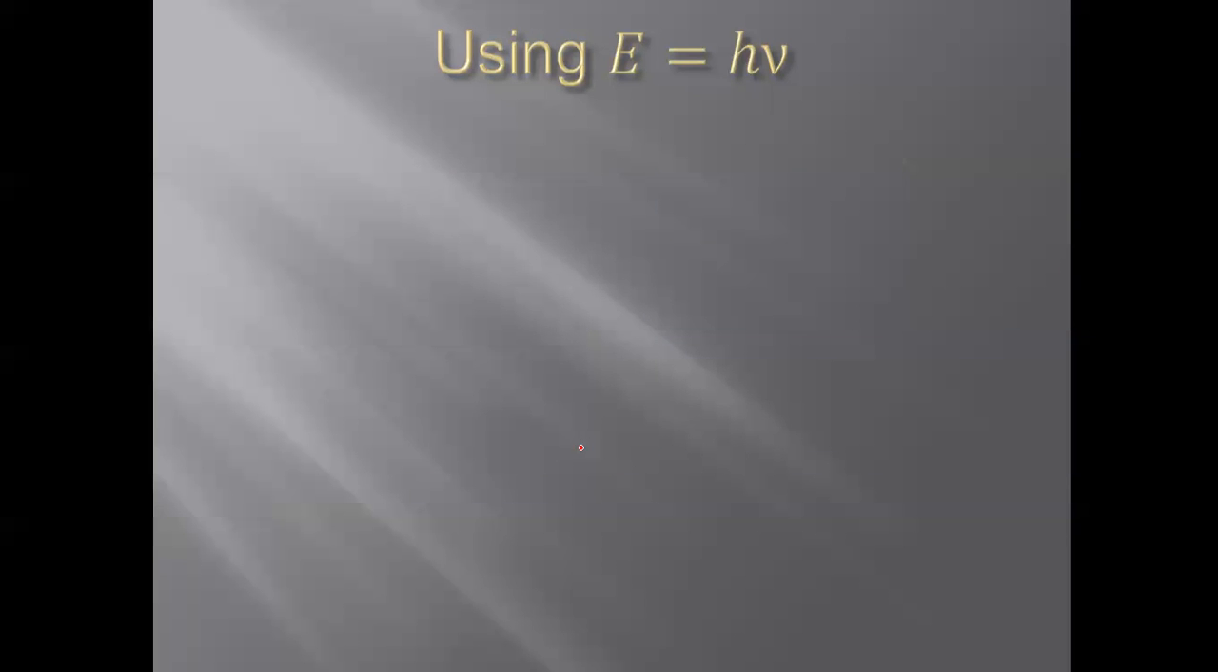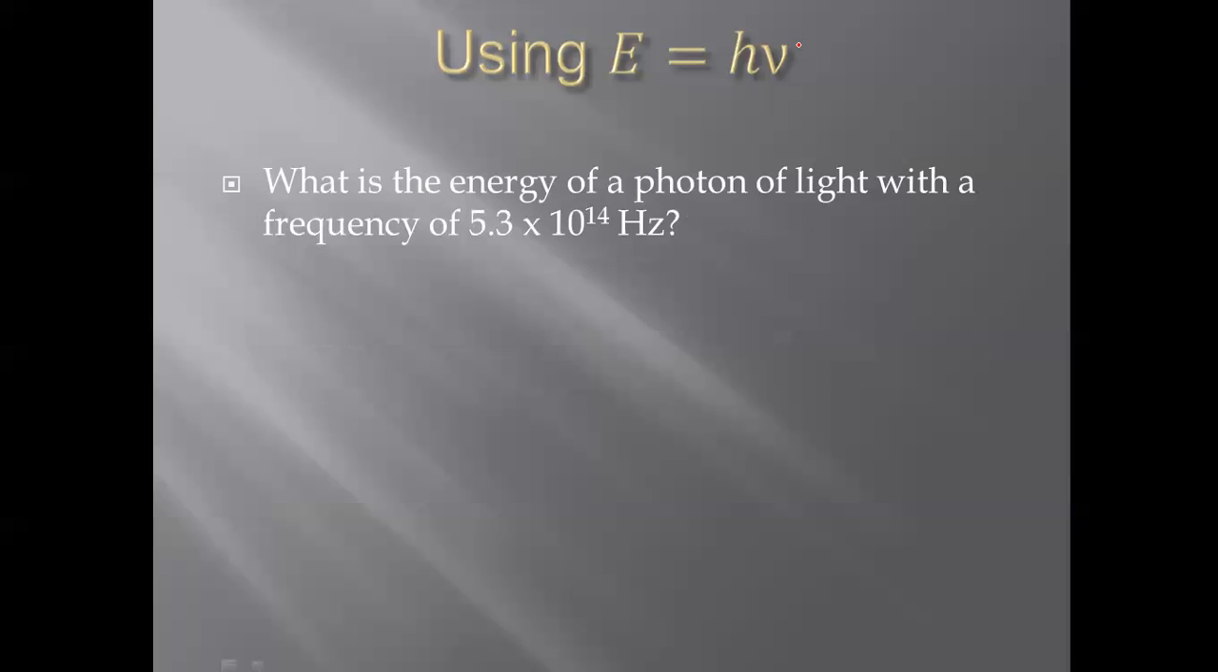Alright, we're going to look at this other equation. Energy equals Planck's constant times frequency. What is the energy of a photon of light with a frequency of 5.3 times 10 to the 14th hertz? Okay, so this is going to be very, very straightforward. We're not even going to have to do any algebra. We're just going to simply plug things into the equation and solve.